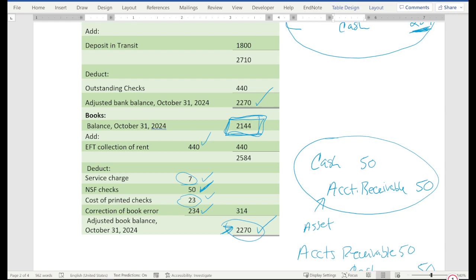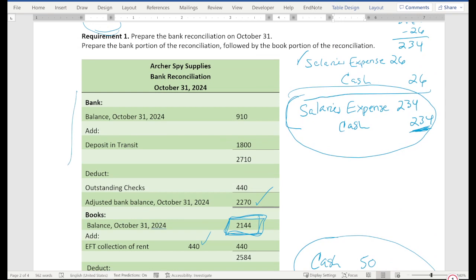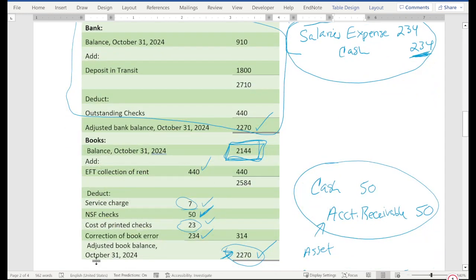All right, perfect. So again, as reinforcement, no journal entries were done for the bank side. We only did the bank side to make sure we got to that adjusted balance. That way we know we accounted for everything for the book side, for correcting our books.